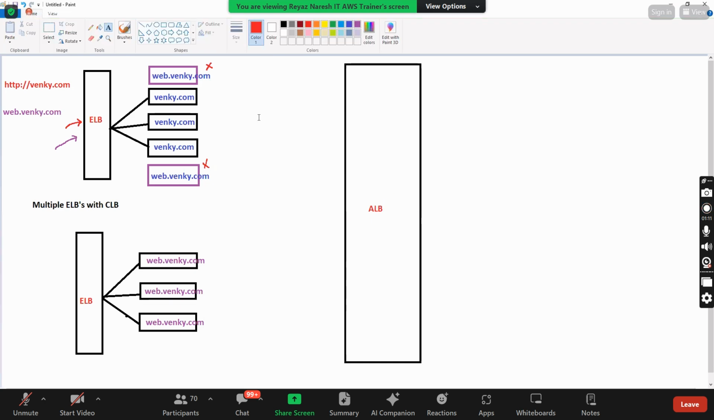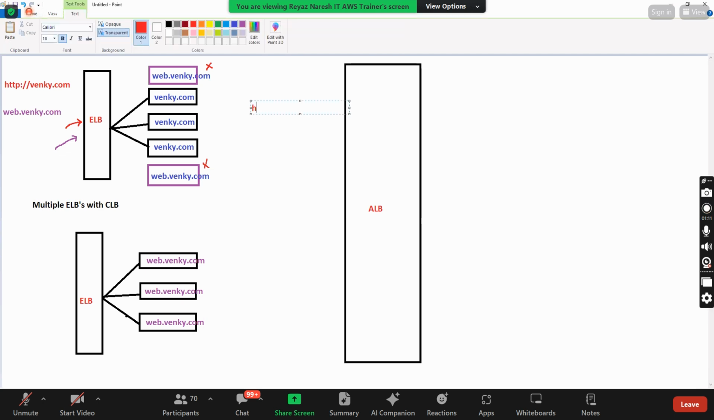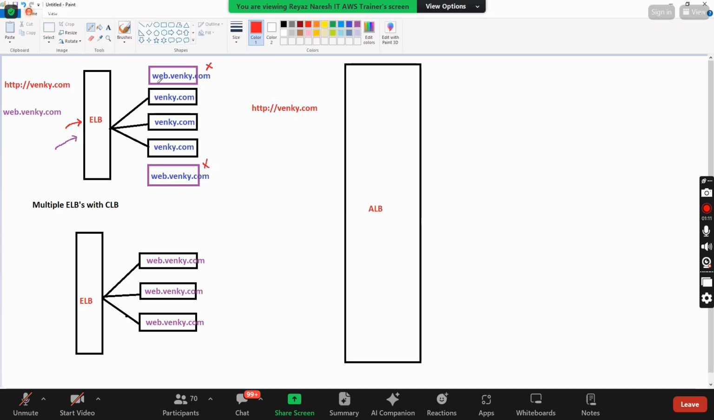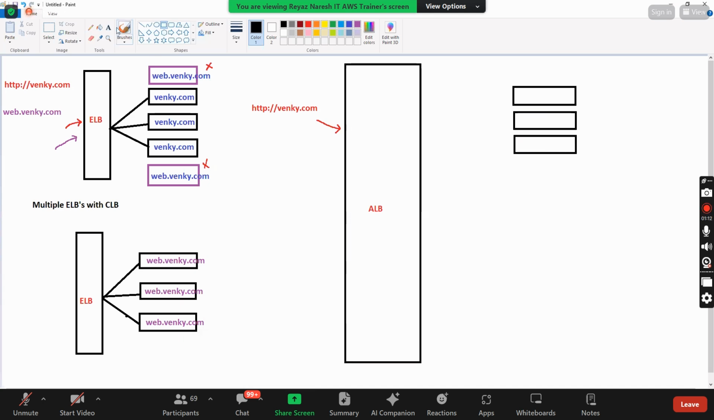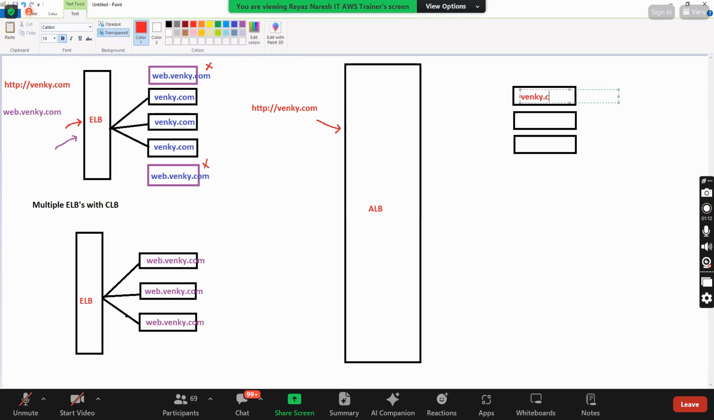Now, what is the first website here? Venki.com. If someone is hitting venki.com, the request will go to where? And now we should have EC2 instances, no? The venki.com EC2 instance should be there. Here we have venki.com.